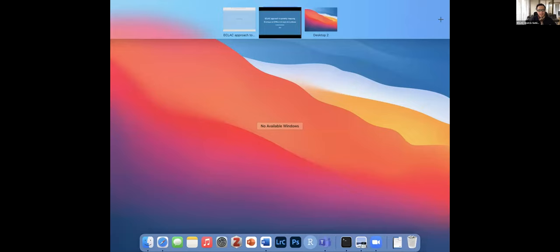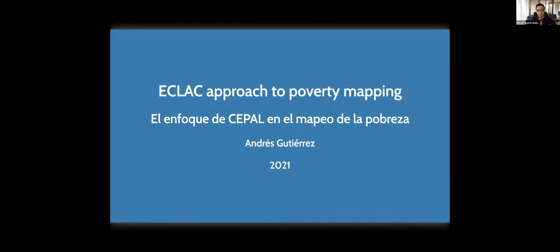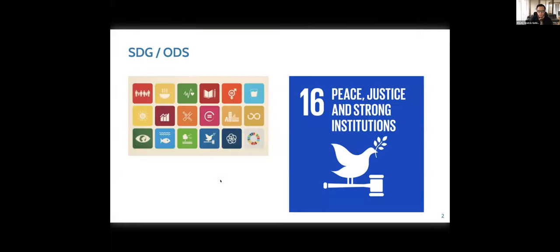My name is Andres Gutierrez. I am the ECLAC Regional Advisor on Social Statistics. And today I'm going to talk about the ECLAC approach to poverty mapping and how we perform disaggregated statistics using this kind of methodology, in particular here in the region, in Latin America and the Caribbean, and how they are related to the Sustainable Development Goals.